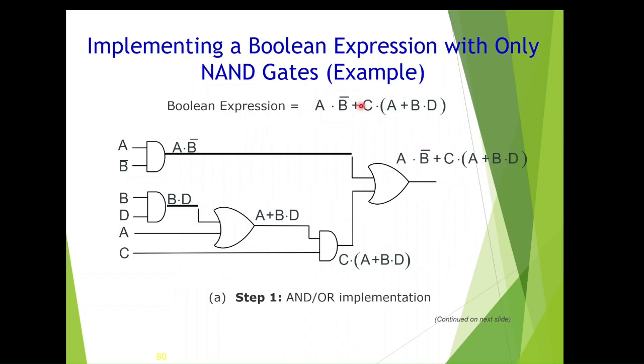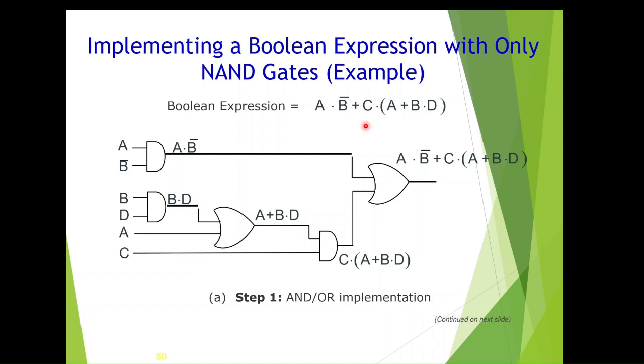And any expression we can implement using NAND gates. Let us take one example: A dot B bar plus C into A plus B dot D. Here, the first step is to implement it using AND gates and OR gates. So for A dot B bar, A and B bar we give through an AND gate. Then B and D go through another AND gate, as B dot D is multiplication. Then we have to add it with A. Addition means we need an OR gate: A plus B dot D.